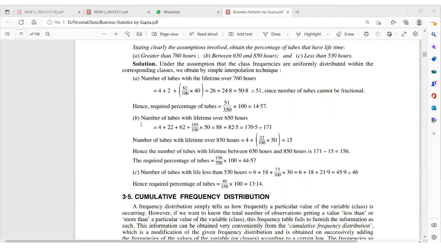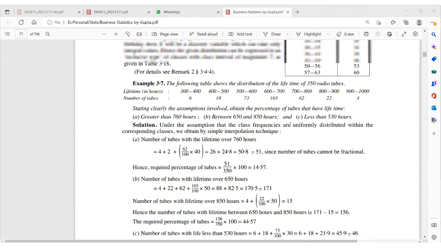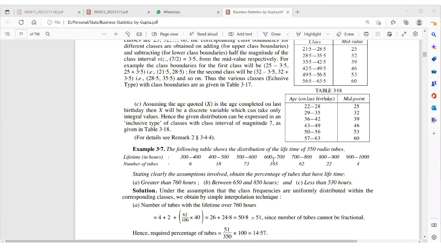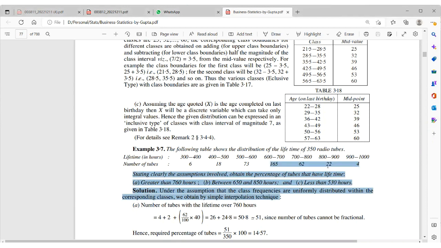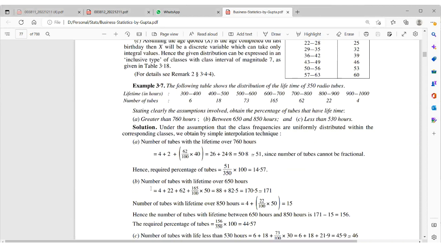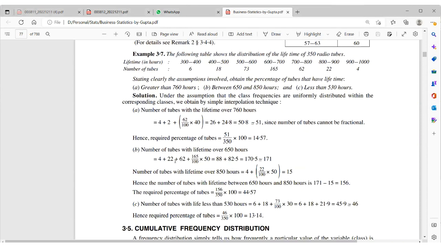Now, similarly, the second one. The second one is between 650 to 850. 650 here, 850 here. So that means 50% of this, 50% of this, and so that's it. 50% of 165, 50% of 22, and 62. Is that clear? Yes, sir. We can find this in the same way.